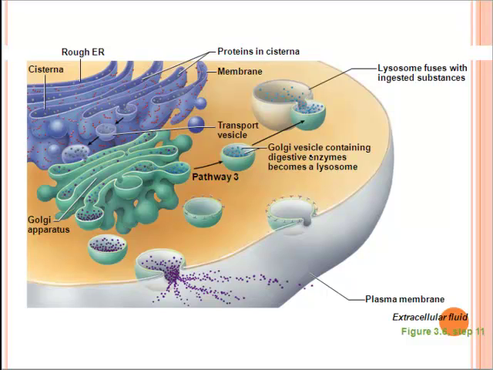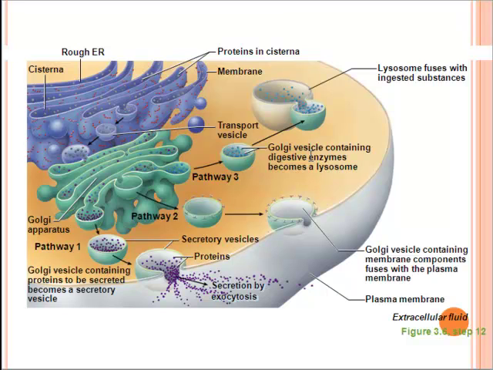Remember, though, that every cell in our body does not necessarily have all these organelles or have them in the same abundance as other cells, depending on the functions of those cells. So let's look at a few different examples here.